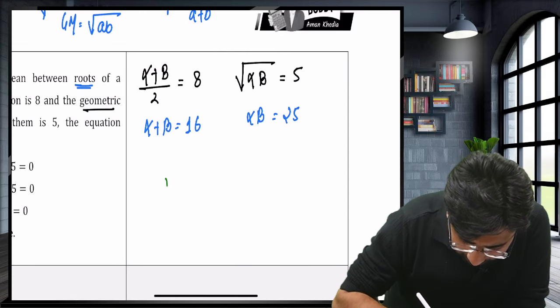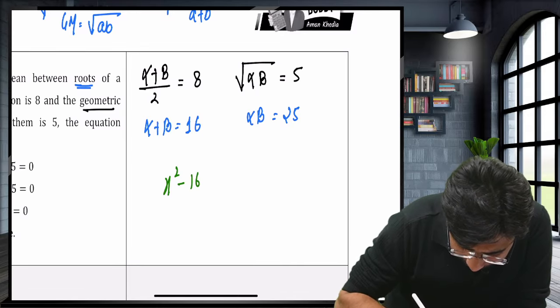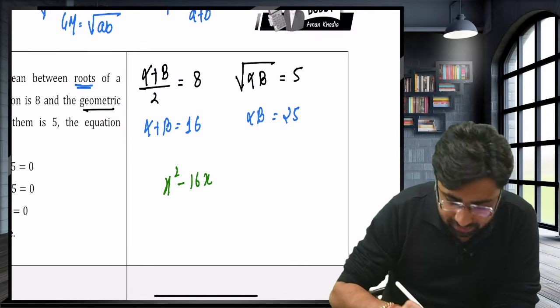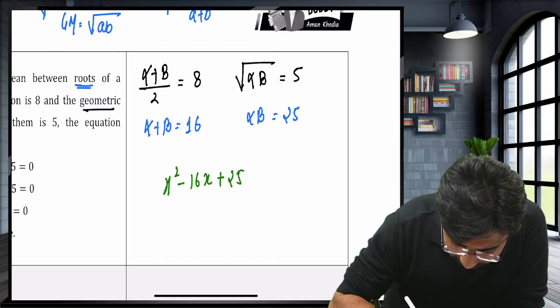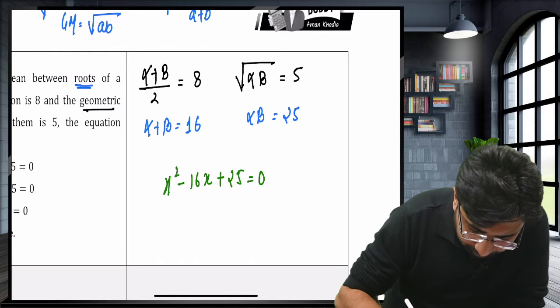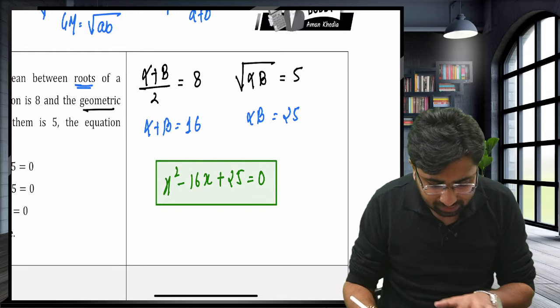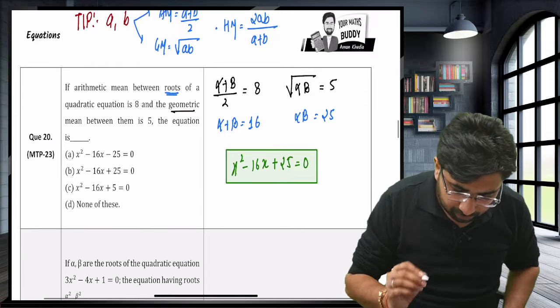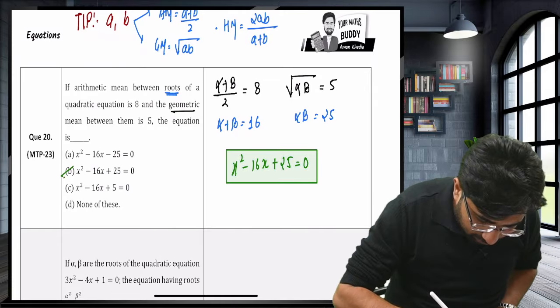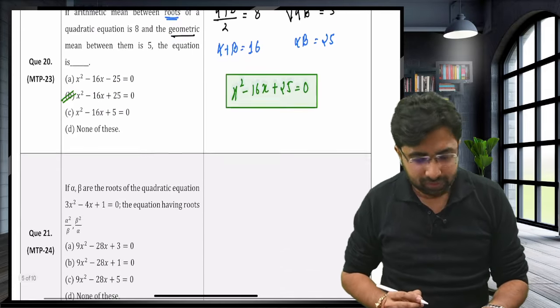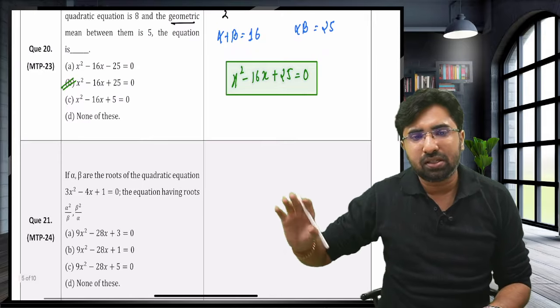Let's form the equation: x square minus sum of the roots into x plus product of the roots is equal to 0. So you have the answer x square minus 16x plus 25 is equal to 0. Option B is the correct answer. Everybody, option B is the correct answer.